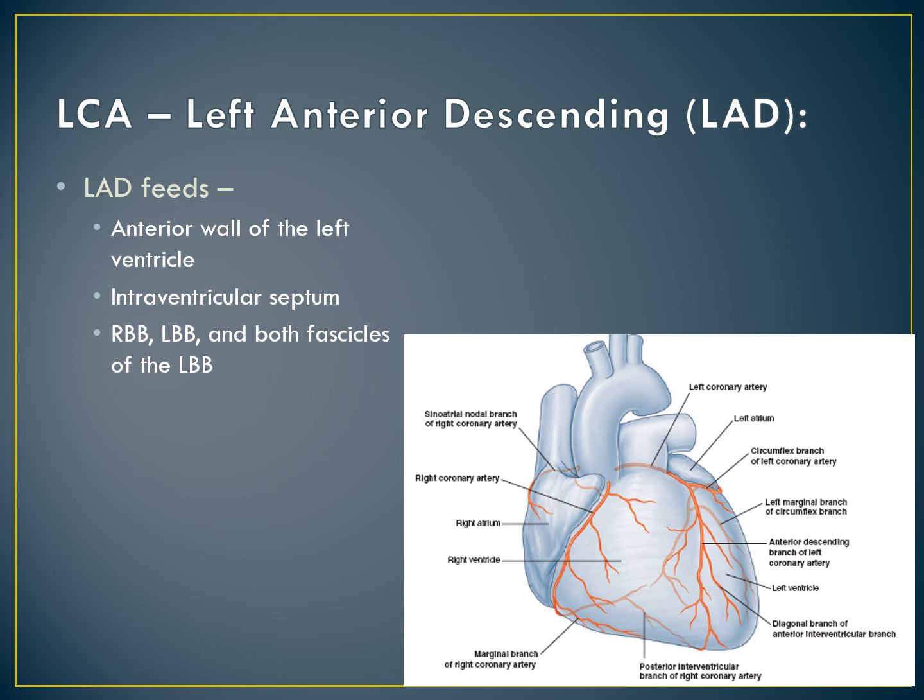Additionally, the left coronary artery feeds the anterior wall of the left ventricle as well as the right and left bundle branches and Purkinje fibers in the left ventricle. And it does this through the left anterior descending branch of that left coronary artery.